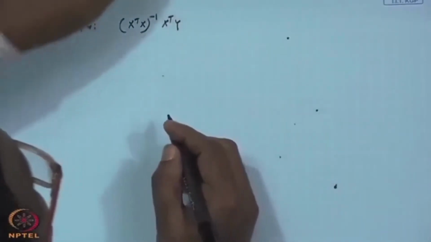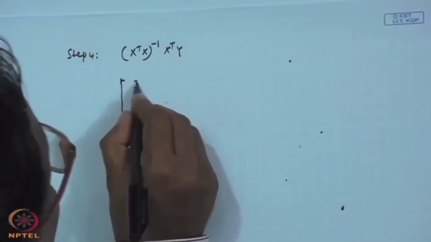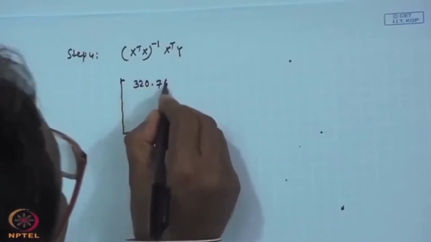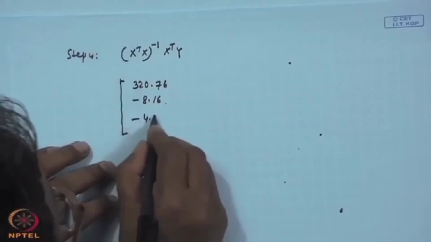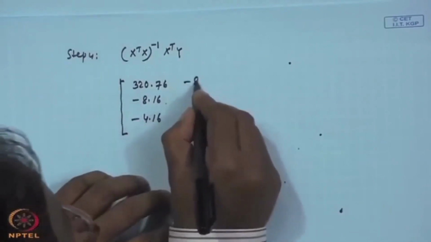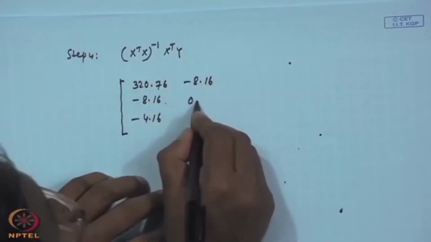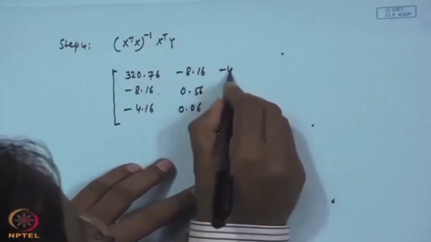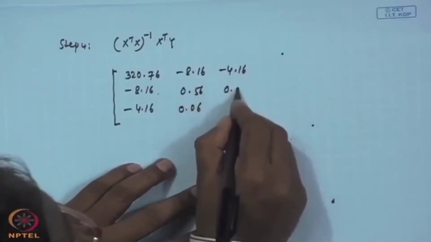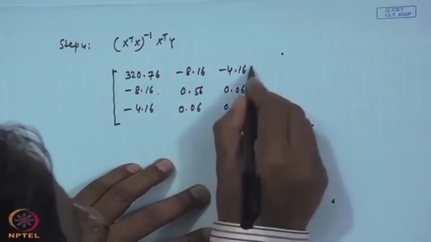And what is our X transpose X inverse? We have found it out here. So your X transpose X inverse is, you write down, 320.76, minus 8.16, minus 4.16, minus 8.16, 0.56, 0.06, then minus 4.16, 0.06, 0.06.